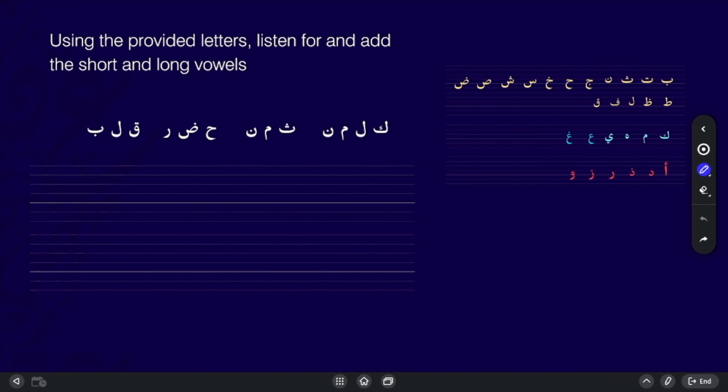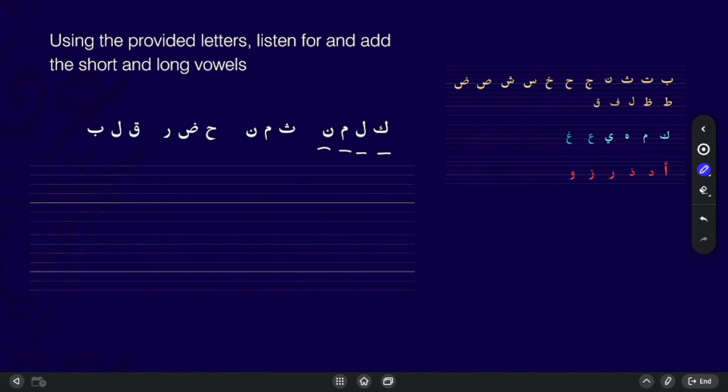Here's another exercise. The first word is going to have kaf, lam, mim, and nun, but we can't just join them now because we may have to add long vowels to them based on how they sound. So word number one is going to sound like kallamani.